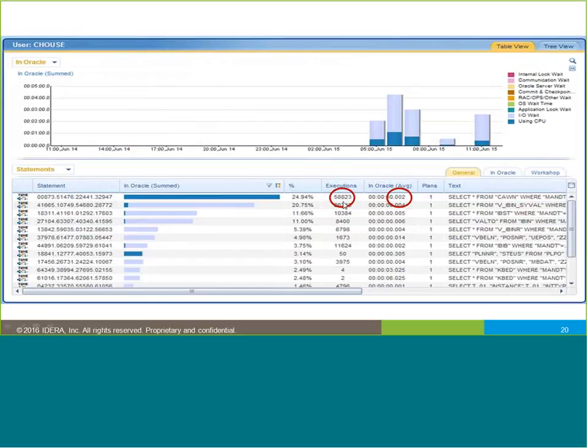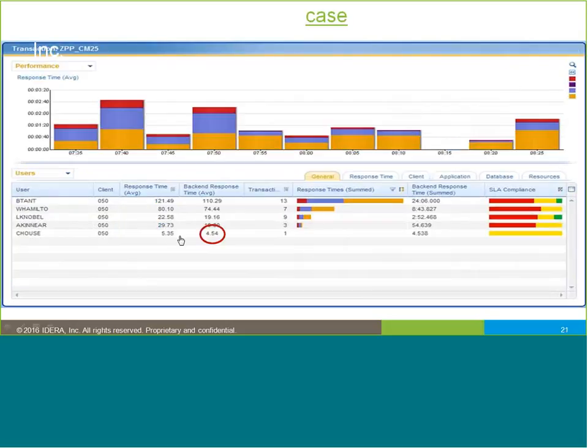The question becomes, why are there so many executions? Well, they bounced it back to the ABAP developer. He went in, looked at the nesting of a loop, and found out they were calling the database in the wrong place. They made the change, tested the change, and now the new response time is 5 seconds. A little bit slow, but they could live with that, and far better than 60 seconds.